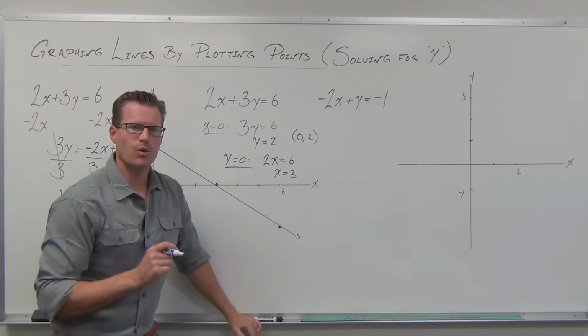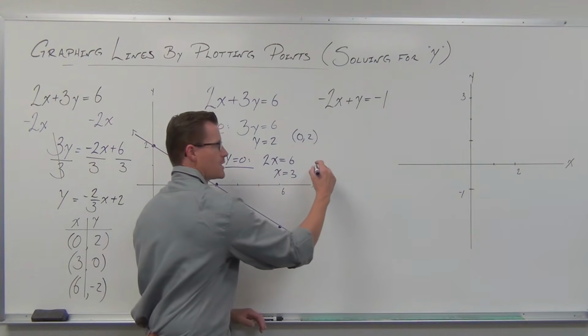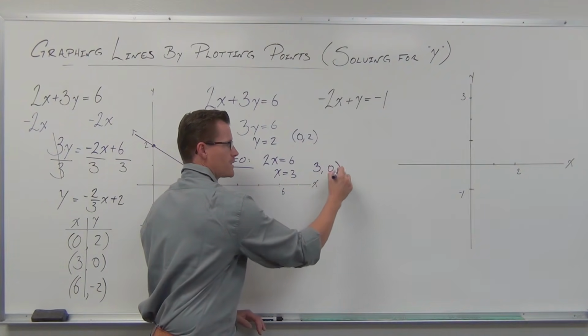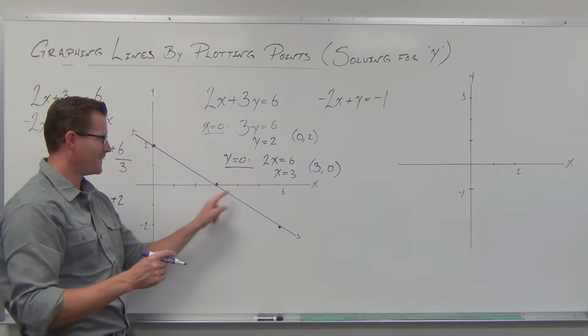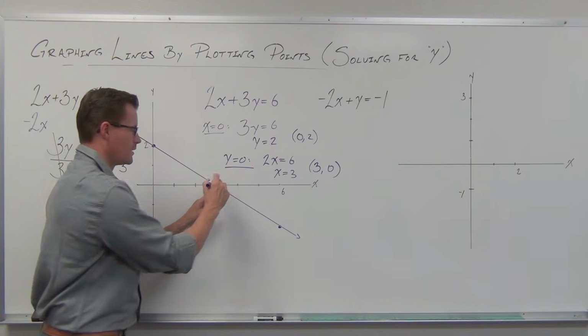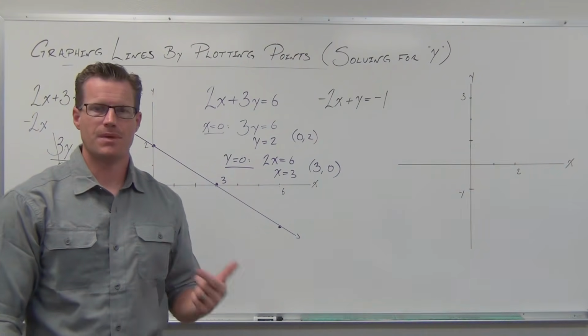X equals 3. But wait, that's an ordered pair. Now get it in the right order, though. X's come first. That would be an ordered pair 3, 0. You got 3 for your x, you got 0 for your y. That's 3, 0. This is called the intercept method of graphing.